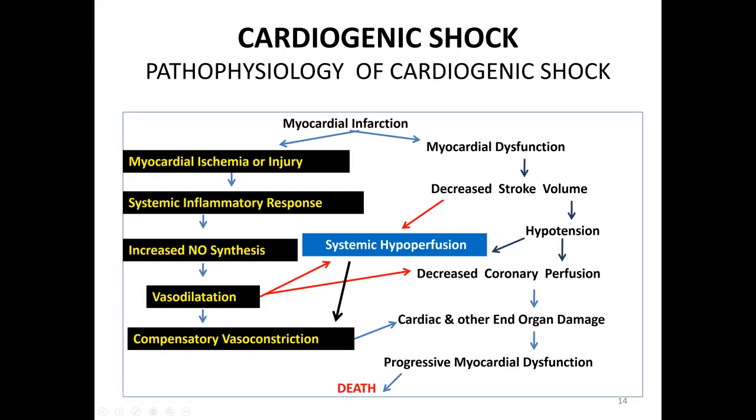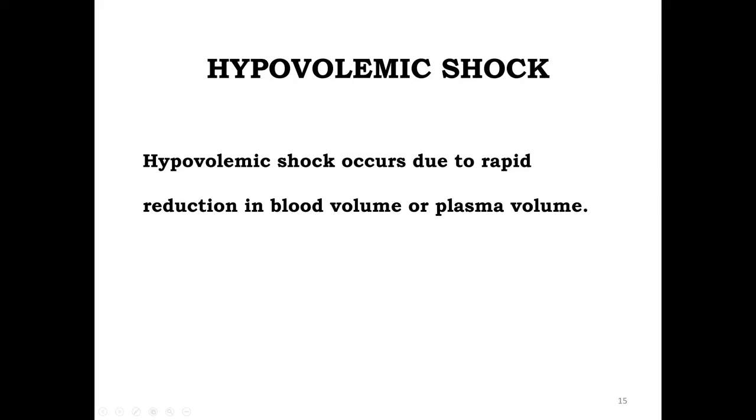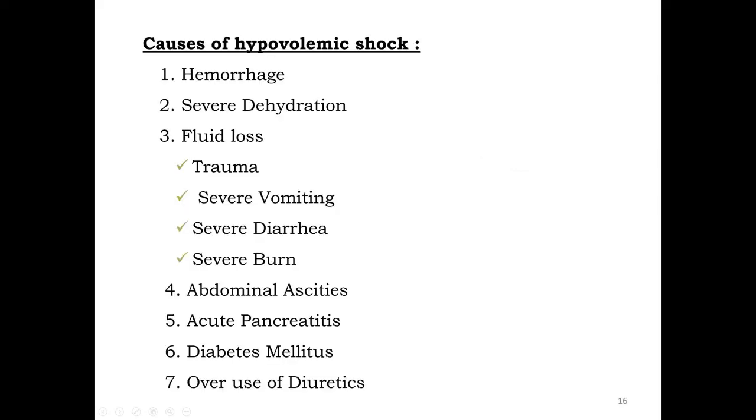Hypovolemic shock. Hypovolemic shock occurs due to rapid reduction in blood volume or plasma volume. Causes of hypovolemic shock: hemorrhage, severe dehydration, fluid loss resulting from trauma, severe vomiting, severe diarrhea, severe burns, then abdominal ascites, acute pancreatitis, diabetes mellitus, and overuse of diuretics.